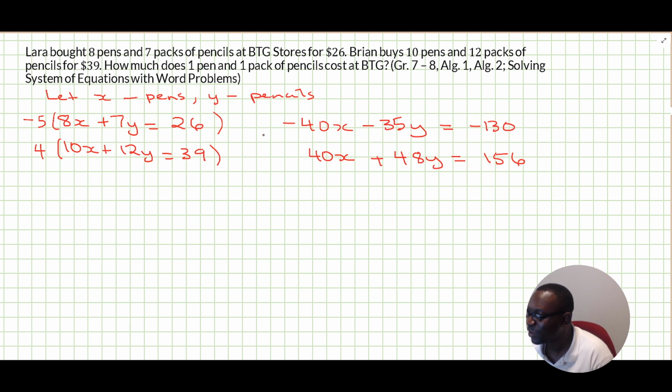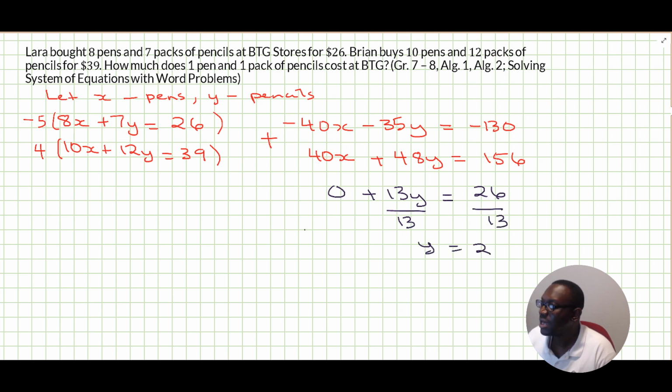is going to give me 0. So now I can add both of them together. And now what do I get? This is going to give me 0 on this side. So -35y plus 48y is going to give me plus 13y equal to -130 plus 156, which is 26. So now I can divide both sides by 13, and then I have y equal to 2.